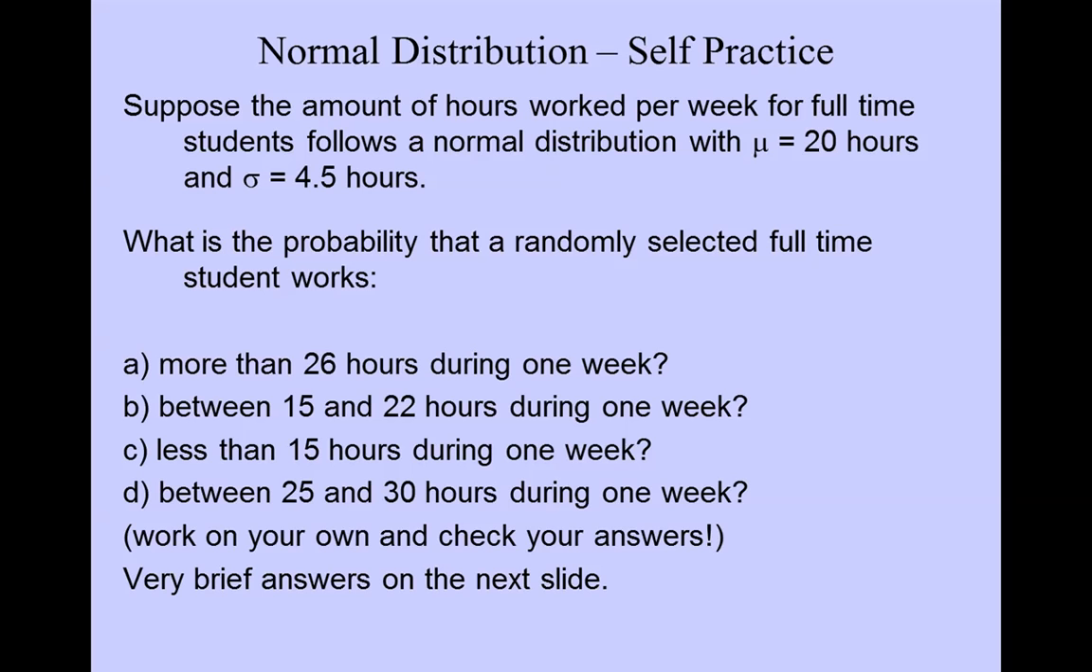These exercises are for you to practice. The brief answers are given on the next slide. Suppose the amount of hours worked per week for full-time students follows a normal distribution with mu equal to 20 hours and sigma equal to 4.5 hours. What is the probability that a randomly selected full-time student works A. more than 26 hours during a week, B. between 15 and 22 hours during 1 week, C. less than 15 hours during 1 week, D. between 25 and 30 hours during 1 week?